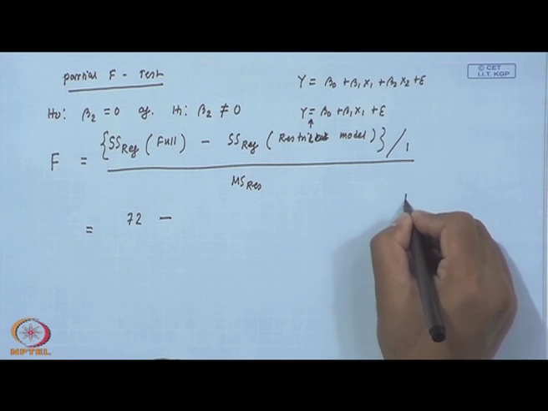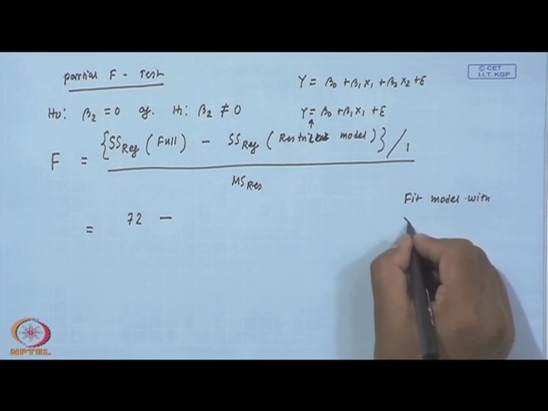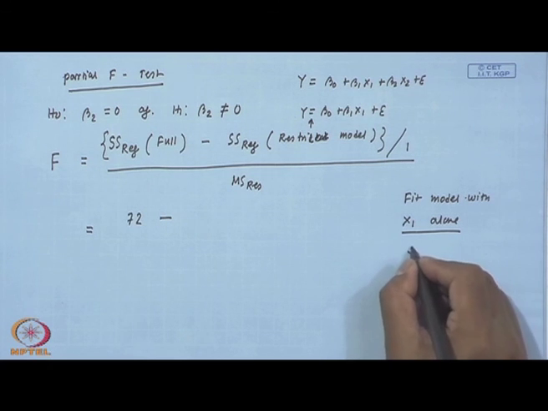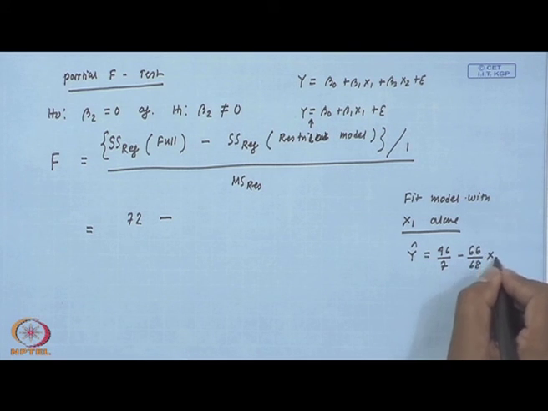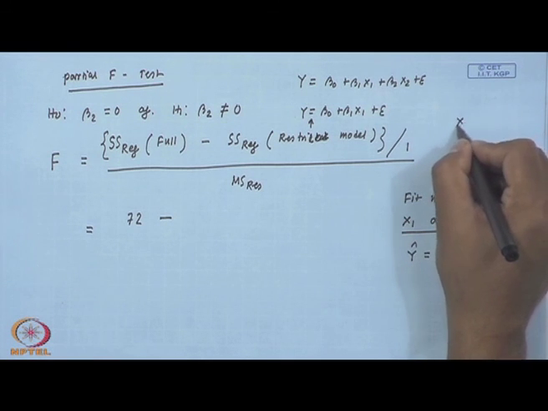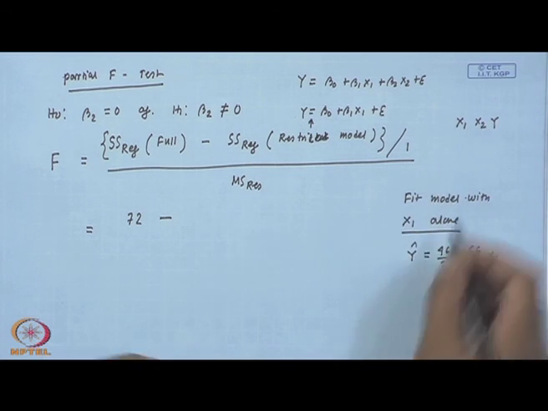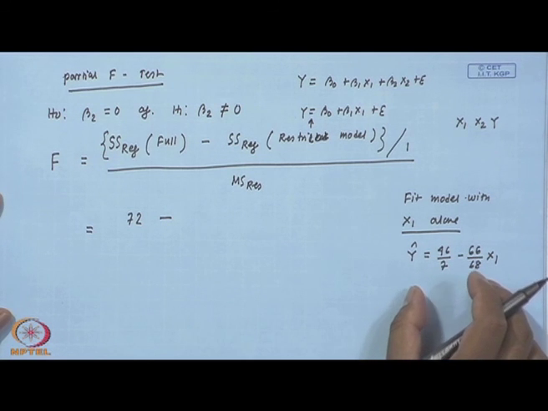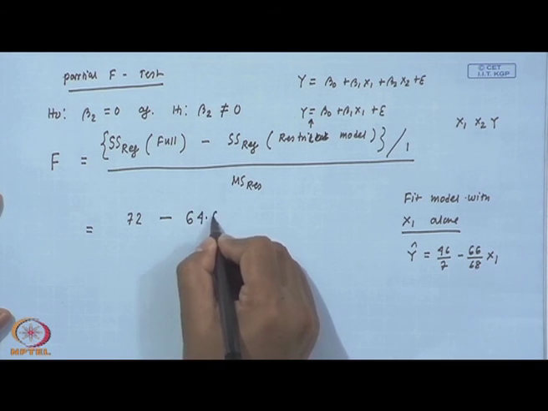you have to fit the model with x 1 alone. That means you have to fit this model, and you can check that the fitted model would be y hat is equal to 46 by 7 minus 66 by 68 into x 1. So, you are given the data x 1, x 2, y, so you can fit a model between x 1 and y. You know how, that means a simple linear regression. So, this is the fitted model, and once you have the fitted model, you can compute the SS regression due to this model, that is nothing but 64.06. You check this one. Okay.